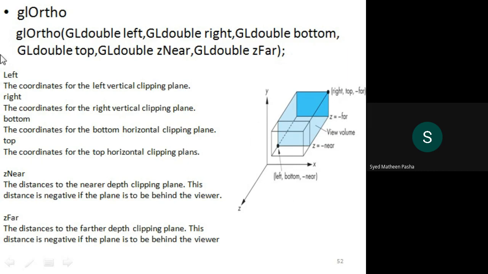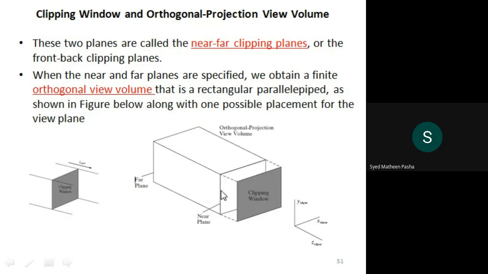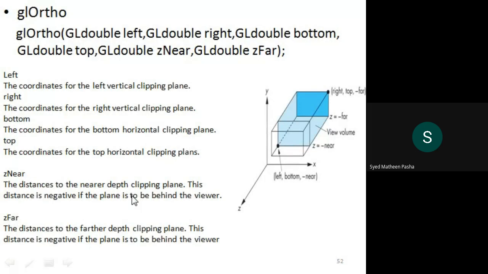What does left tell? It basically tells the coordinate for the left clipping plane. Right tells the right vertical clipping plane. Bottom and top are the horizontal clipping planes, the bottom clipping plane and the top clipping plane. Then near and far, whatever we studied in this. If this is the orthogonal projection you got with respect to the clipping window, the front face of the object I can call the near plane, and the back the far plane. That is, with respect to the object you define these parameters.